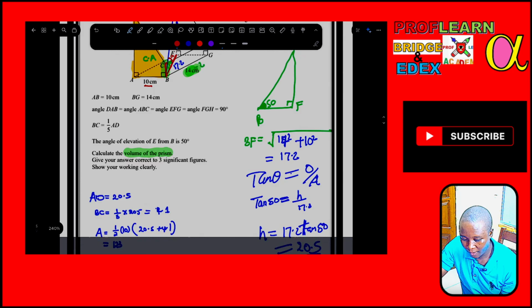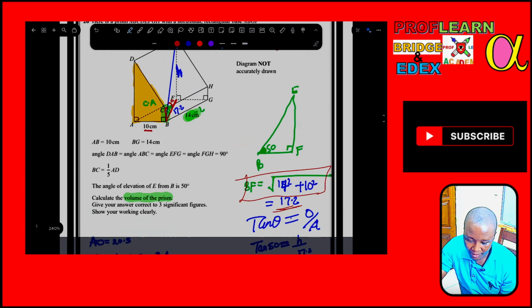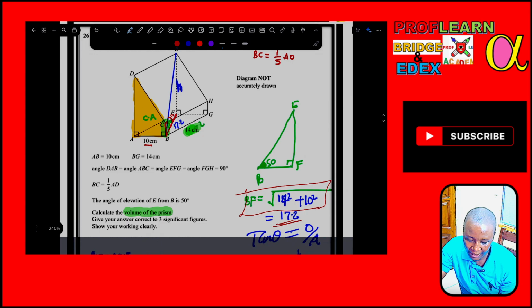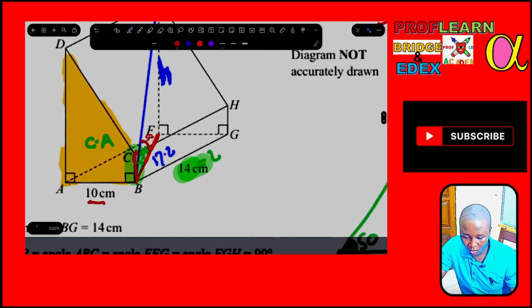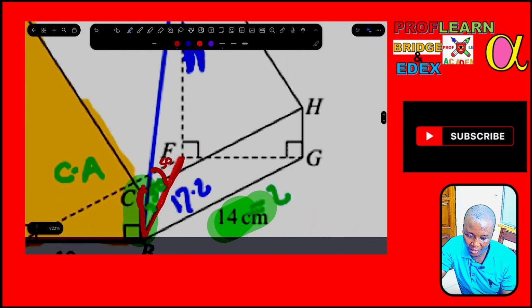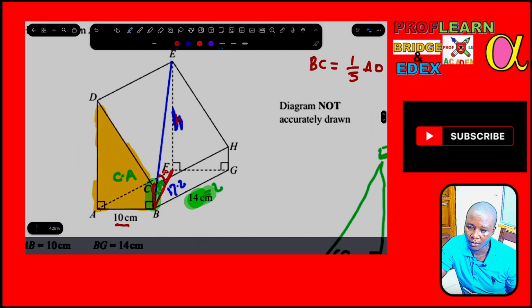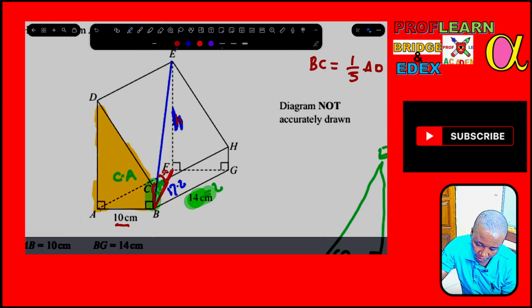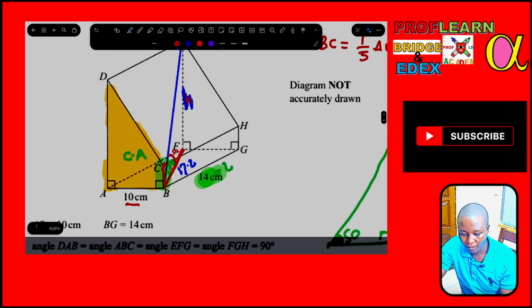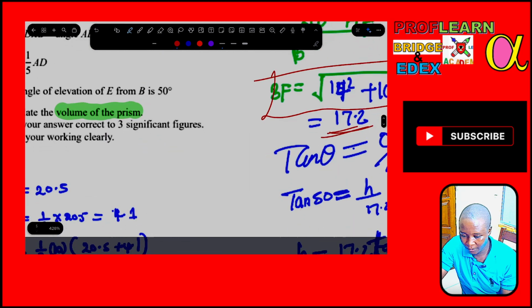So BF, I worked it out using Pythagoras theorem to be 17.2. So using 17.2 and the angle that is given here, we can now work out the height of this particular section. The angle here is 50, the base here is basically 17.2, and then we can use SOHCAHTOA to find that. So that is exactly what I did here.